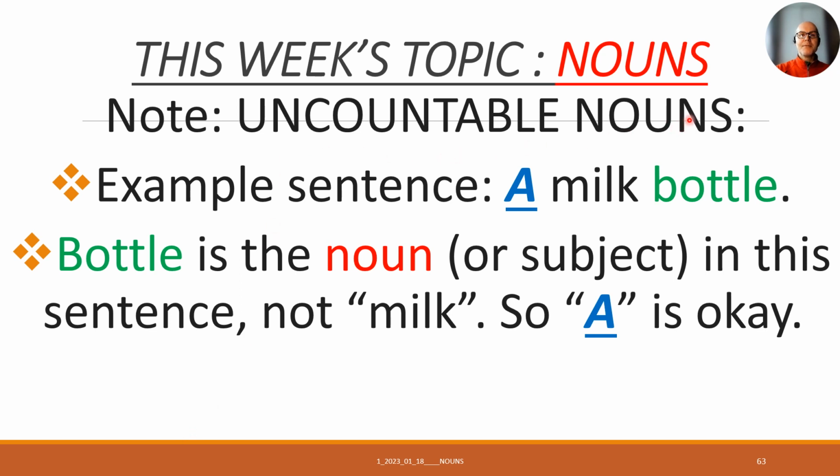An example using an uncountable noun. Example sentence: a milk bottle. Bottle is the noun in this sentence, not milk, so a is okay. So in this sentence, milk is not the noun, bottle is. So you can have the article a milk bottle.